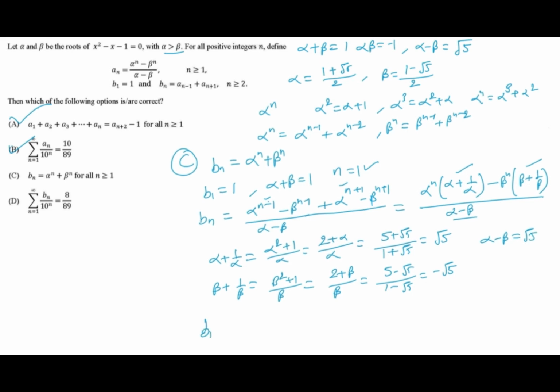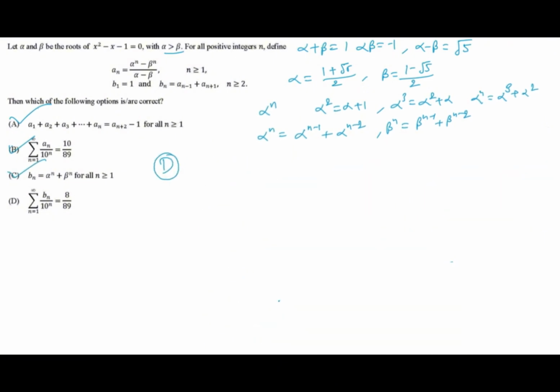So we have Bn equals under root 5 alpha to the power n plus or minus root 5 beta to the power n upon root 5, which is nothing but alpha to the power n plus beta to the power n, and therefore option C is also correct.